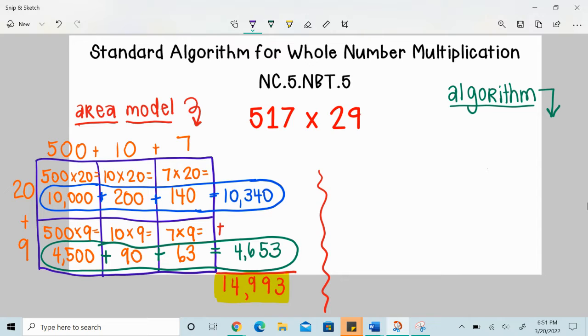Before we solve, it's important to estimate. So I'm going to go ahead and estimate the product. Just record that underneath here. We know 517 is close to 500. Remember, students should choose numbers that are easy to work with mentally when estimating. And 29 is close to 30. And I know that 500 times 30 would be 15,000. So I would expect that our answer will be around 15,000.